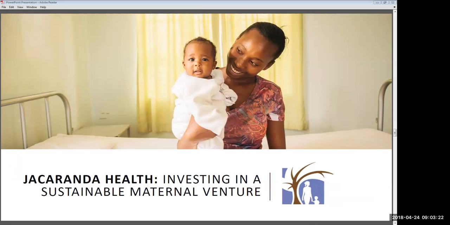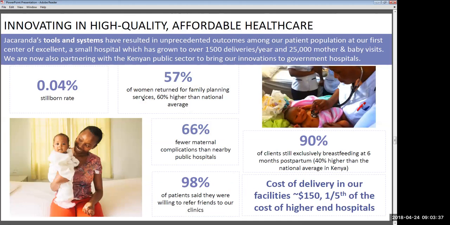We do deliveries at about $150 a person. We've managed to get the cost down and demonstrate some really exceptional outcomes in terms of quality of care. This second slide, the next slide, if you can move me to that, gives a few examples, which I won't touch on in detail, of some of the impact that we're able to deliver in terms of the clients that we serve.